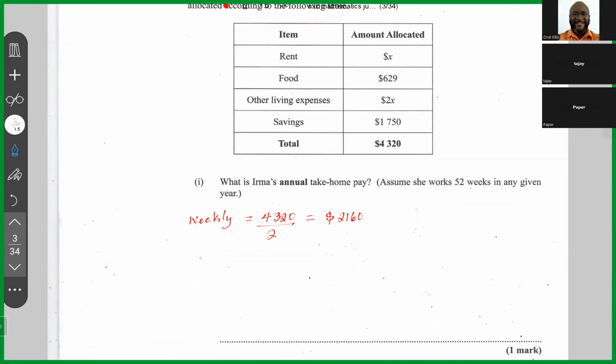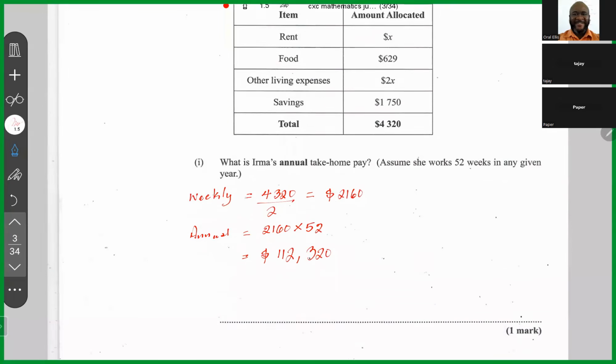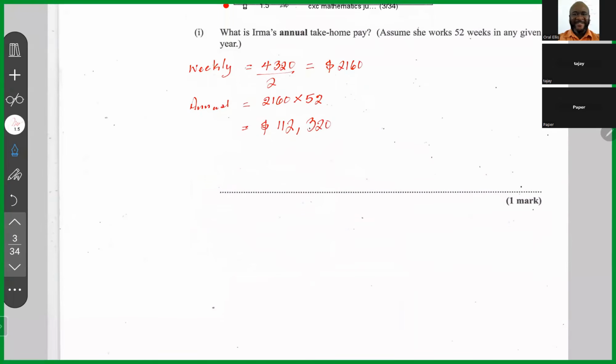So annually, what is our annual take-home pay? It would be the amount she earns every week, which is 2,160, multiplied by the number of weeks in the year, which is 52. So annually, Irma takes home $112,320. Not difficult. Moving on.